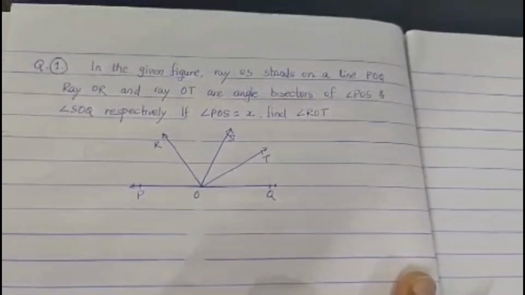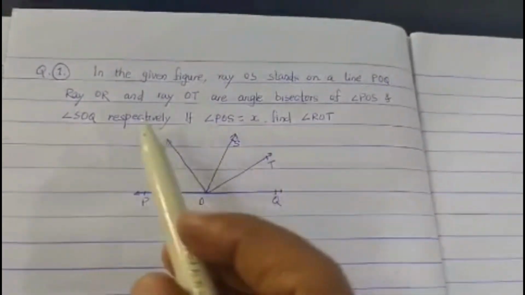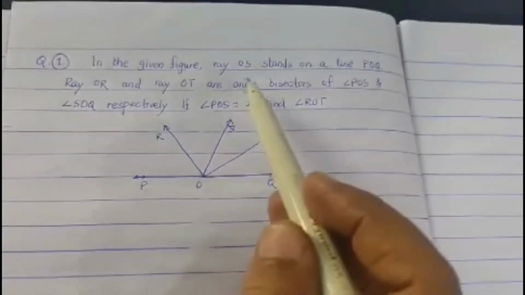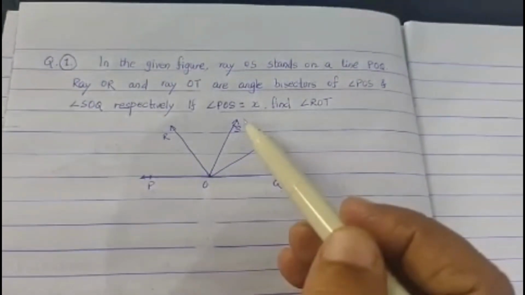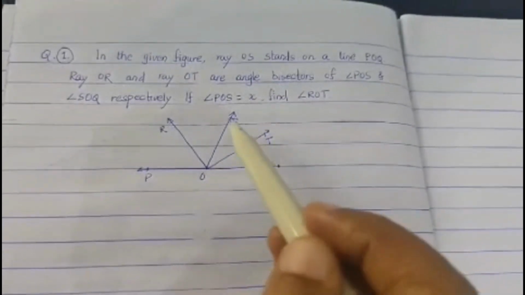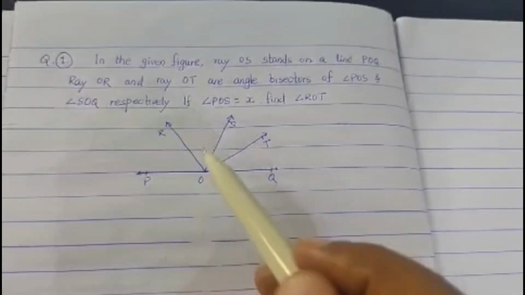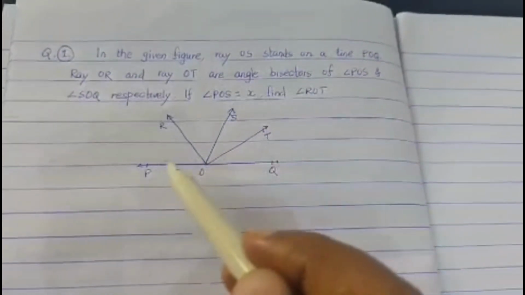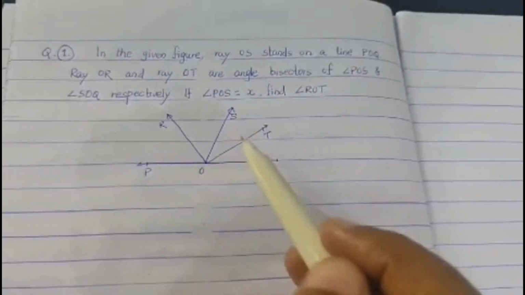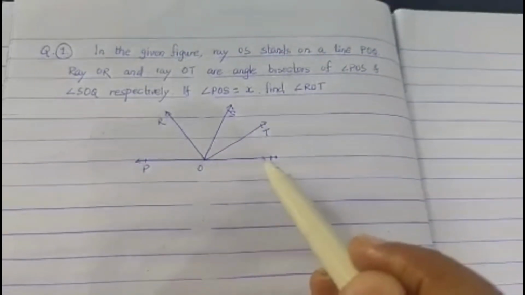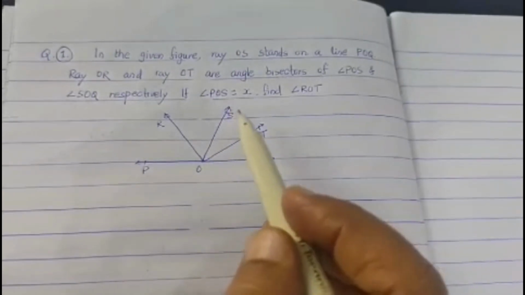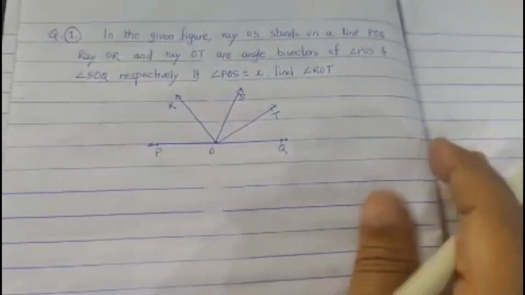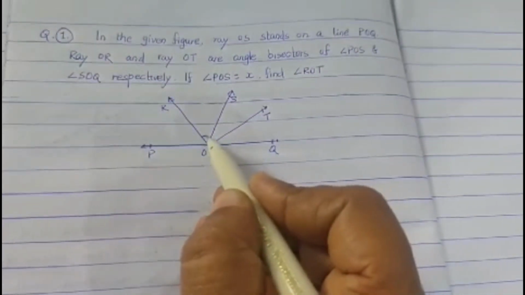So friends, let's solve one question based on these topics. The question is: in the given figure, ray OS stands on a line POQ. Ray OR and ray OT are angle bisectors of angle POS and angle SOQ. If POS is equal to X, then find angle ROT. We have to find this angle ROT.